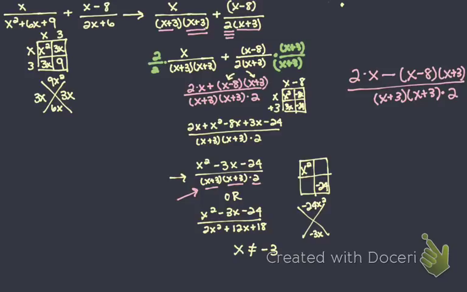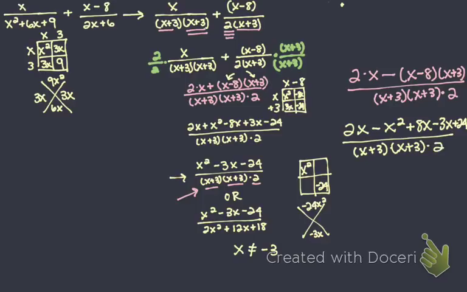So when I were to rewrite this one, I would still have 2 times x, which is 2x, but instead of adding that x squared, I would subtract that x squared. Instead of adding that negative 8x, I would subtract the negative 8x or add 8x. Instead of adding 3x, I would subtract 3x. And instead of adding negative 24, I would subtract a negative 24, which becomes plus 24, still all over x plus 3 times x plus 3 times 2.